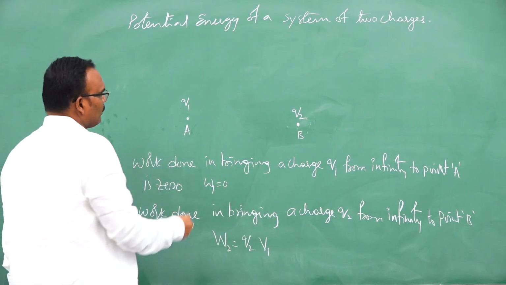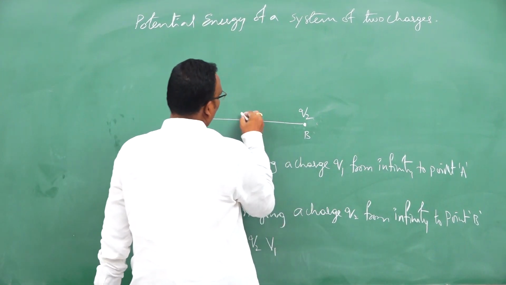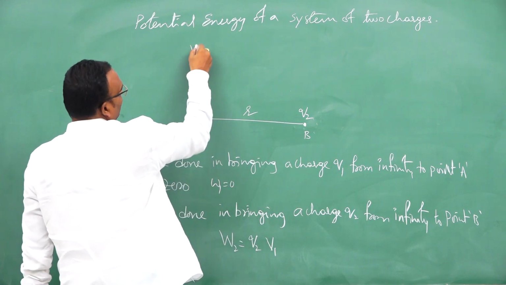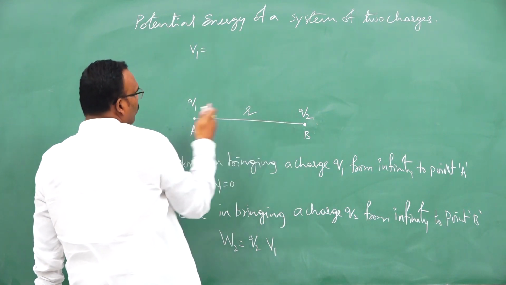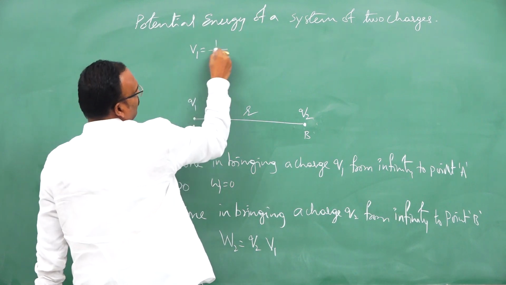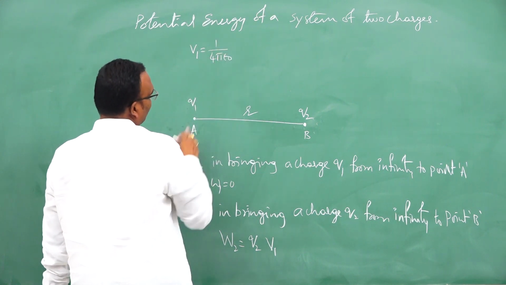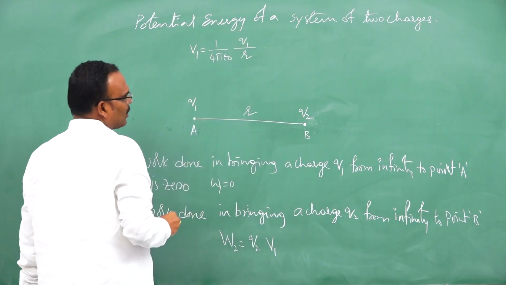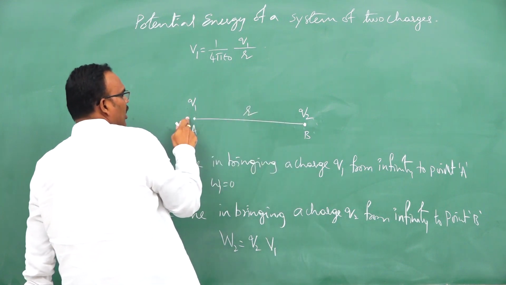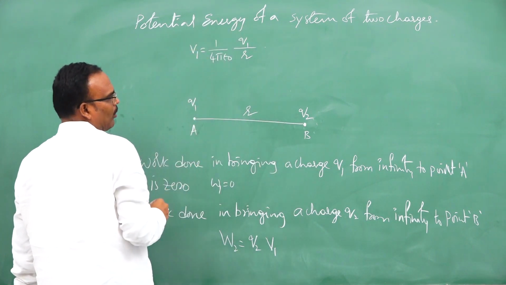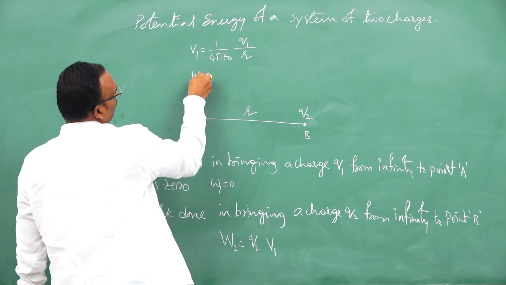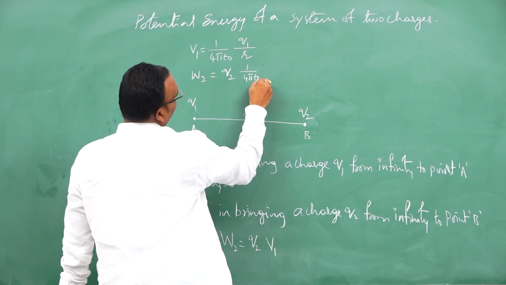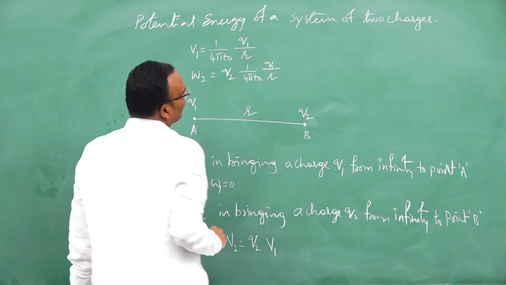Now, point B is at a distance r from A. So the potential at point B due to charge Q1 can be written as 1 by 4 pi epsilon naught, charge Q1, and point B is at a distance r. So at point B, the potential due to Q1 is 1 by 4 pi epsilon naught Q1 by r. So the work done W2 is equal to Q2 into 1 by 4 pi epsilon naught Q1 by r.